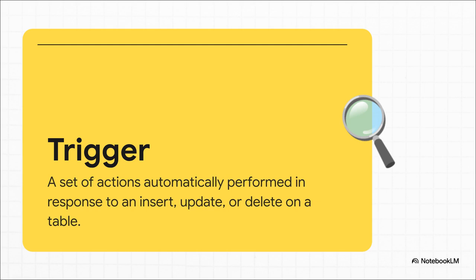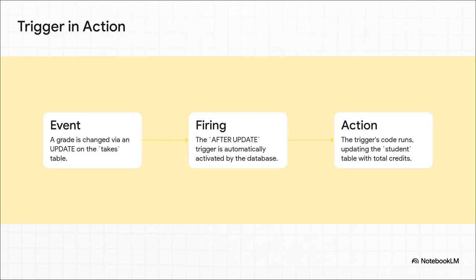It's a database's own built-in automation system. Let's walk through a quick example so this makes sense. Imagine a student's grade gets changed in a table called takes. That's our event. An after update trigger that's been watching that table immediately fires. Then, the action inside that trigger automatically recalculates and updates the student's total credits over in the main student table. Nobody had to do anything. It all just happened automatically.